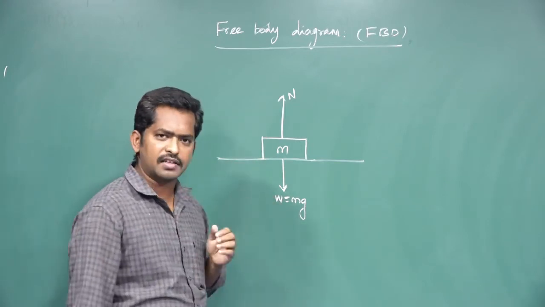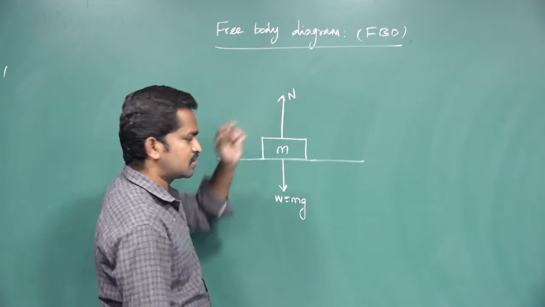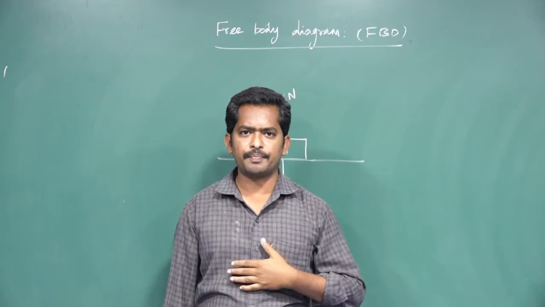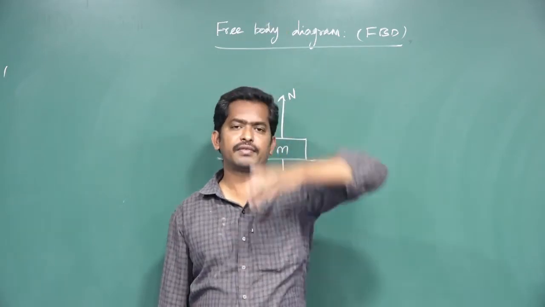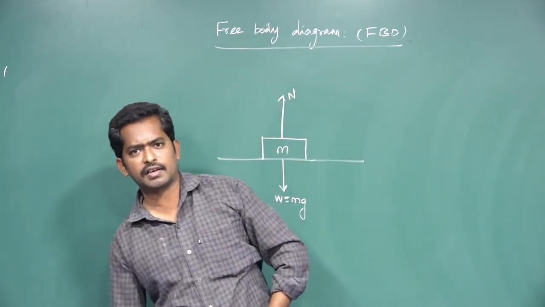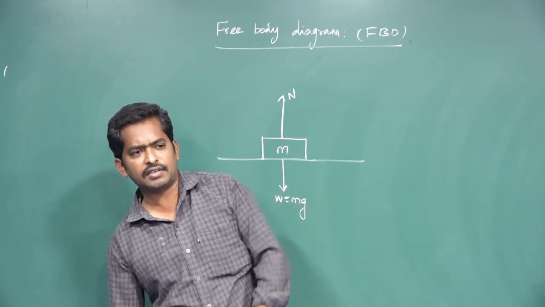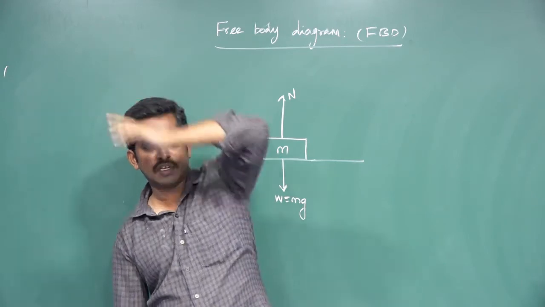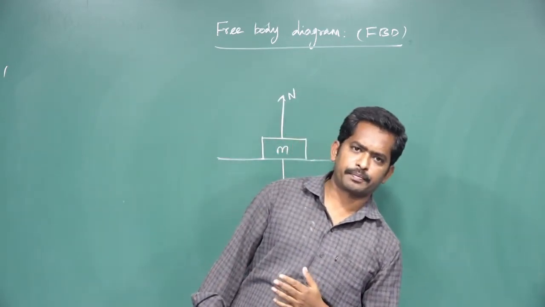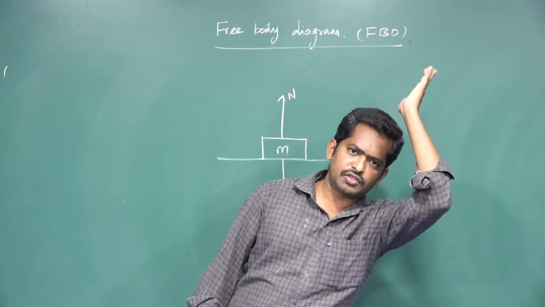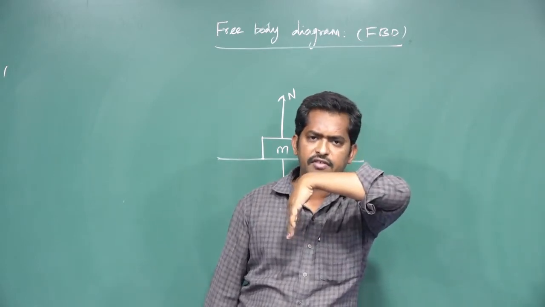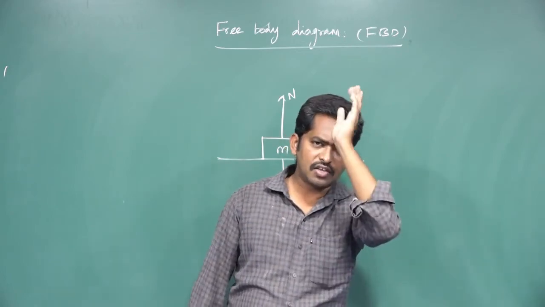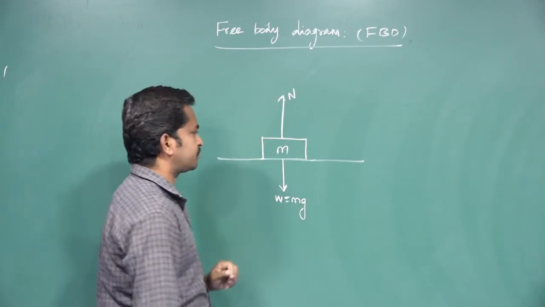The normal force always acts perpendicular to the surface. It is very important. If the surface is inclined at an angle, my weight acts in the downward direction, but the normal force acts perpendicular to the surface. The normal force acts in this direction, but the weight, which is a downward gravitational force, always acts downward. But the normal force is always perpendicular to the surface.